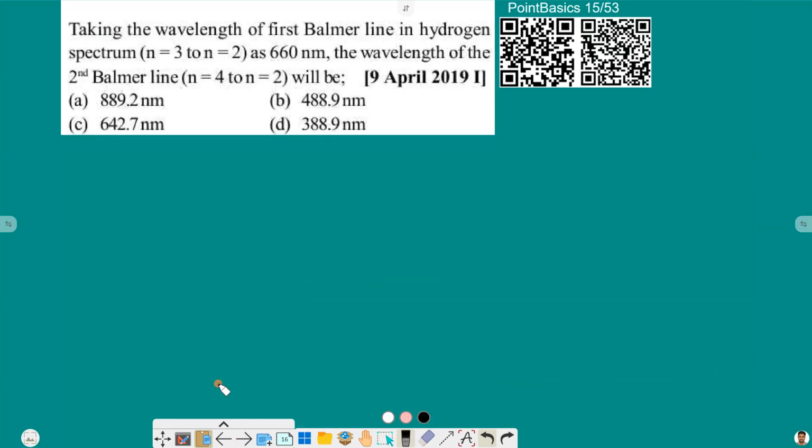Now let us move to the next one. Taking the wavelength of the first Balmer line in the hydrogen spectrum, n equal to 3 to n equal to 2, as 660 nanometer, find the wavelength of the second Balmer line. So for the first Balmer line, we can write 1 by lambda, that is already given as 660 nanometer, equal to R into 1 by 2 square minus 1 by 3 square. From this we can write 1 by 660 equals R times (9 minus 4), that is 5, divided by 36.